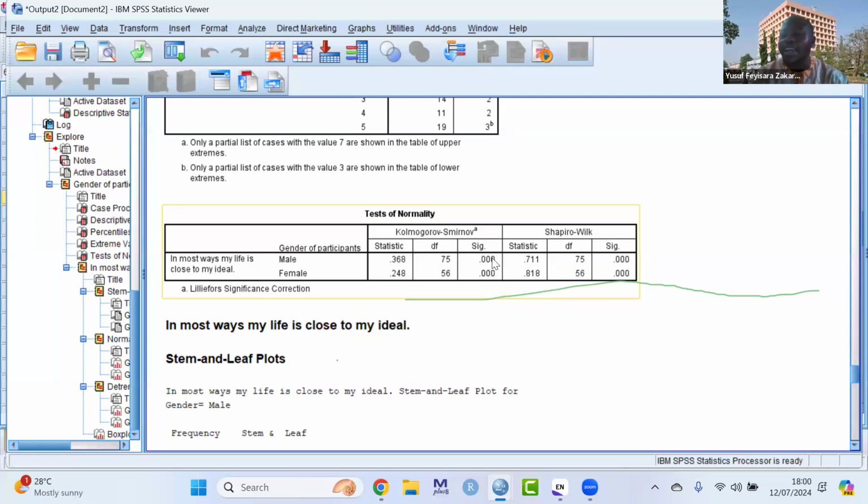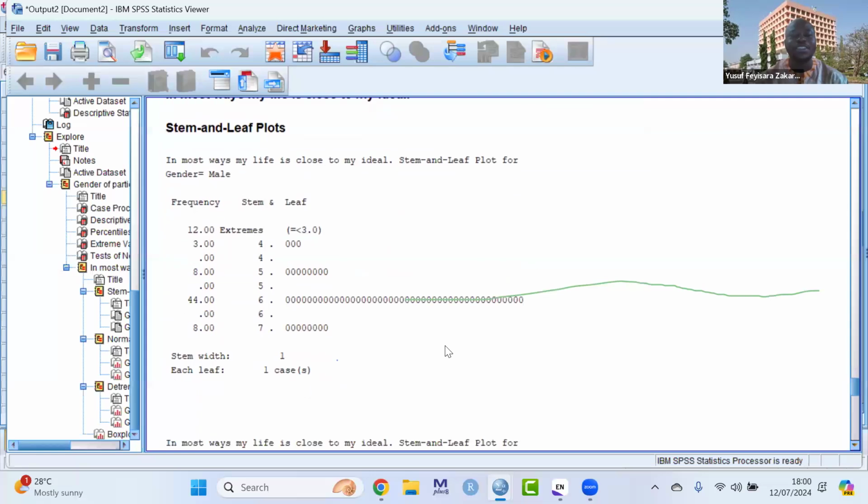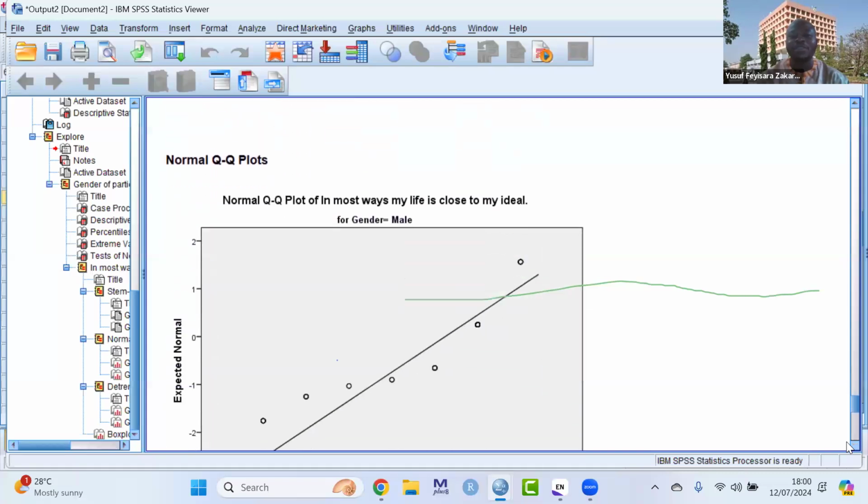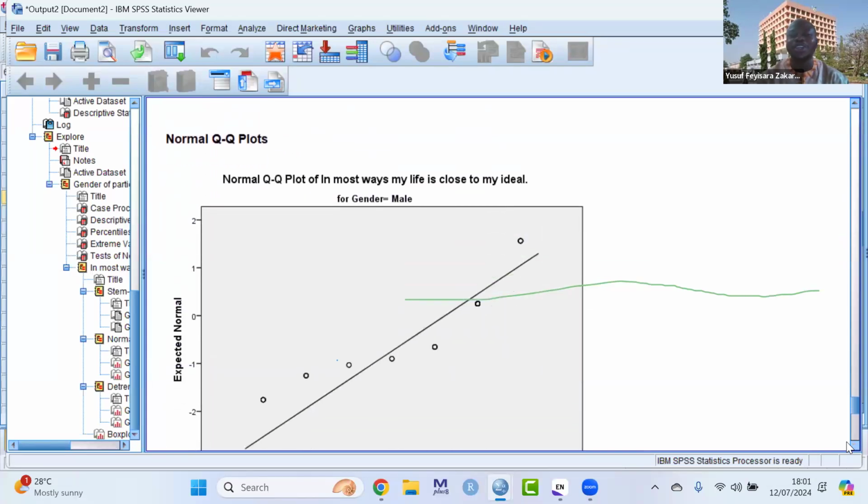Now the distribution for male is not normal. The distribution for female is not normal. For both tests, they confirm this. You can see the p-value, that is SIG, significant value. The p-value is 0.000. That means the data set is not normally distributed. Maybe you want to see more about the stem leaf. This is what they call the stem leaf plot. It's also interesting. And then for male and female, we have the QQ plots for the normal distribution.